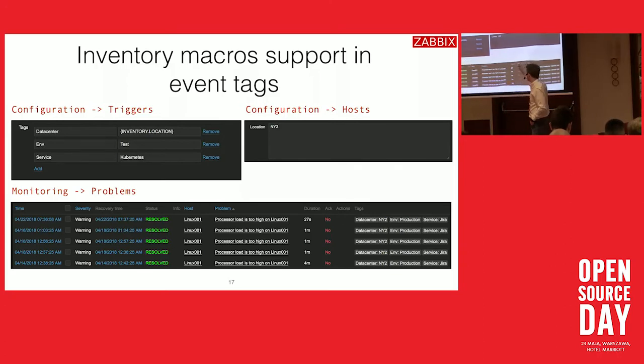So when we define a tag data center, there is one way to use some hard-coded value like New York 2, or we may take this information straight from inventory if we have it there. So we use inventory location, or we may use inventory address, or some other fields from inventory. So location New York 2, we use this macro in the configuration of triggers, inventory location, and then when a problem is generated, this information will be taken straight from the inventory field. This is really, really nice, and this way we may take all sorts of data, for example, some geographical coordinates. As a problem has happened, we may tell exactly where the problem has happened, in what country, in which specific location, and we take this information from inventory.